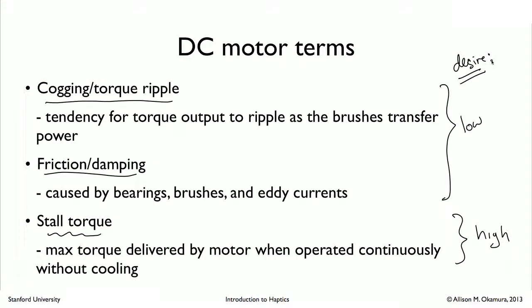That's because when you're trying to create a haptic virtual environment, you don't want the user to feel the mechanical properties of the motor. You just want them to feel the forces that you're rendering. And that stall torque is going to limit how much force you can render.